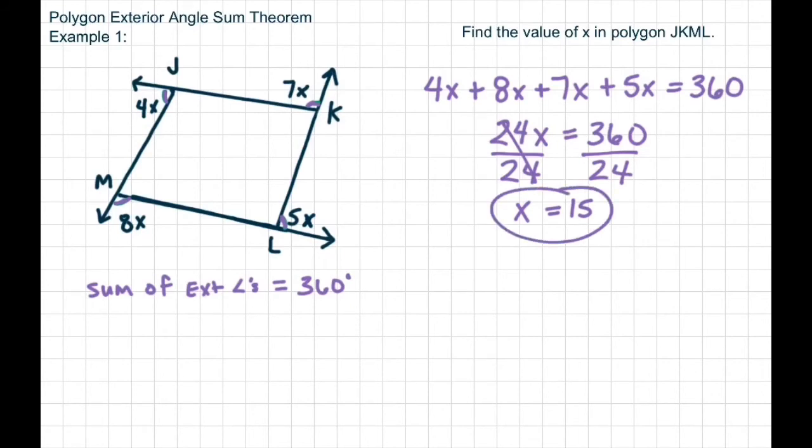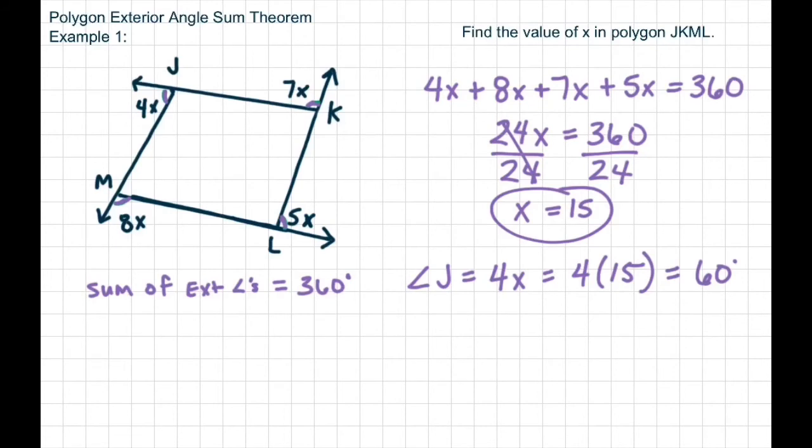Now, if this question were to take it a step further, it might ask me what is the value of each angle, and then I would just have to plug 15 in for each one. For example, if I wanted to know what angle J was, angle J would be equal to 4x, which is 4 times 15, since that's x. 4 times 15 is equal to 60. So angle J is equal to 60 degrees.